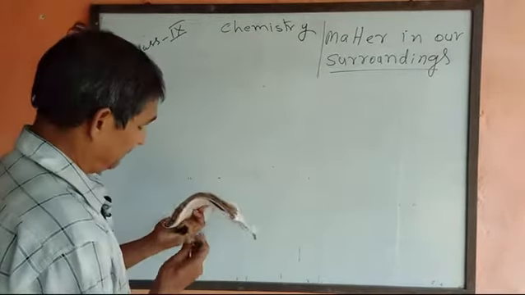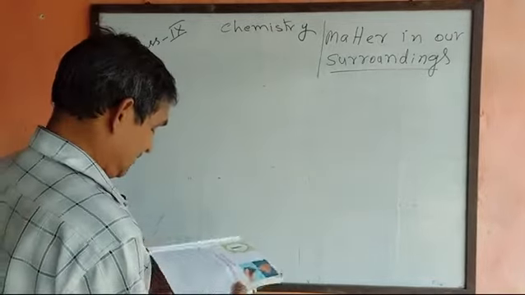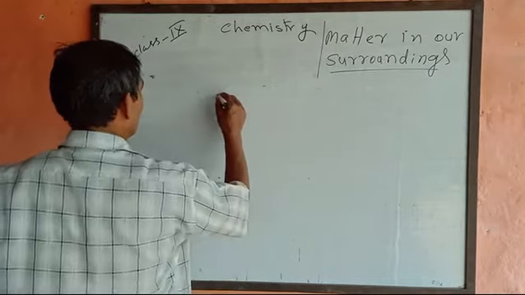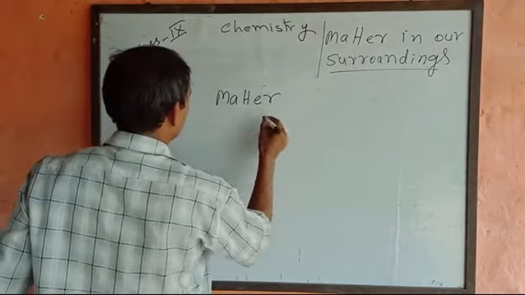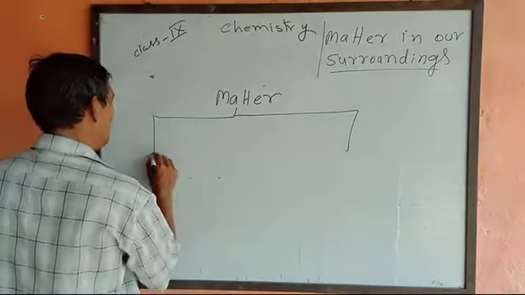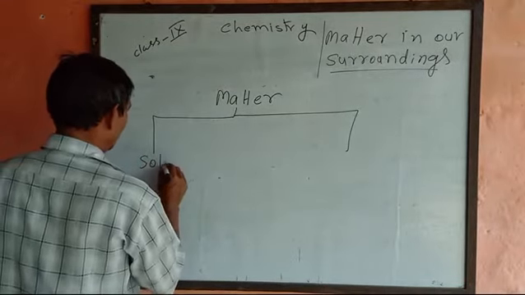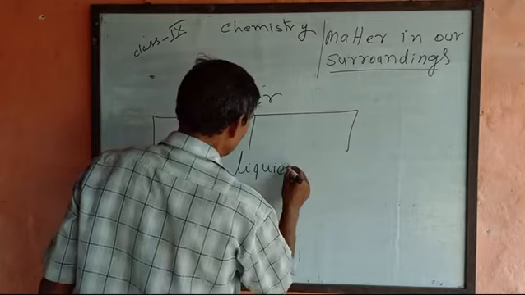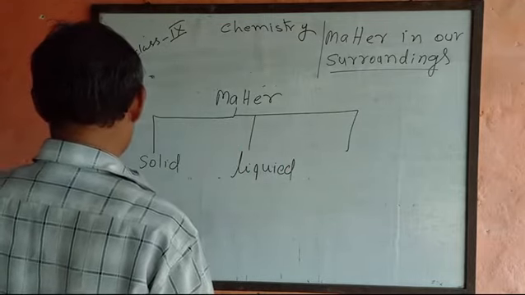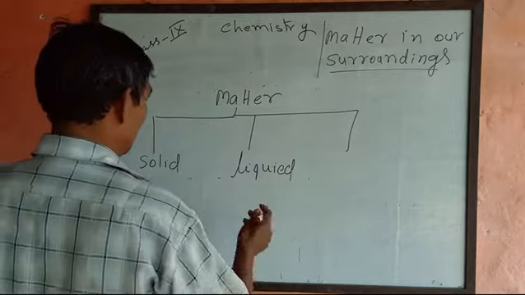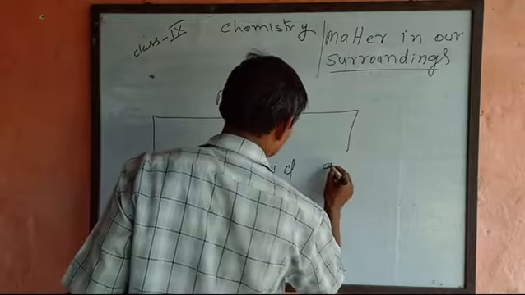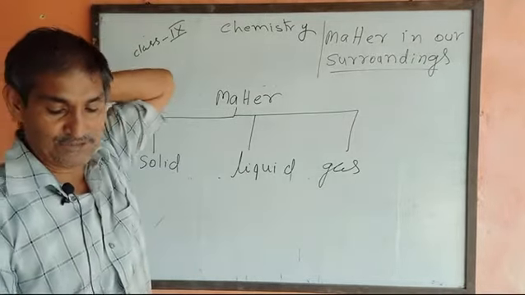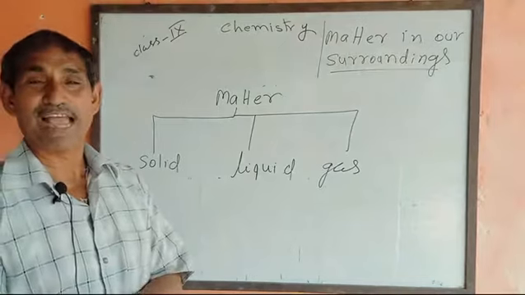Here, on the basis of physical property, matter can be classified into three parts: solid, liquid, and gas. That means matter can be found in three states: solid, liquid, and gas.